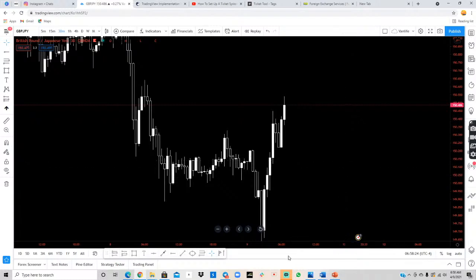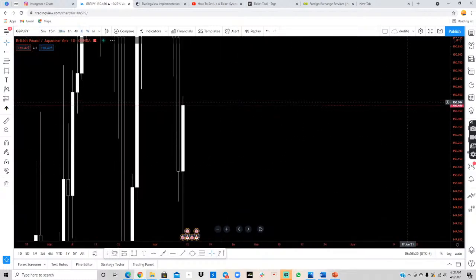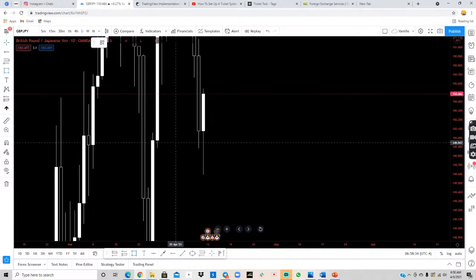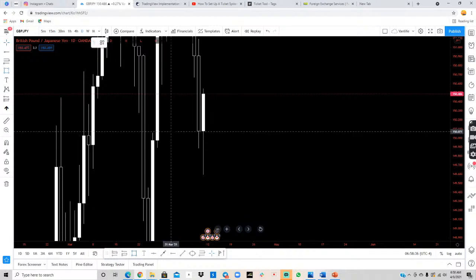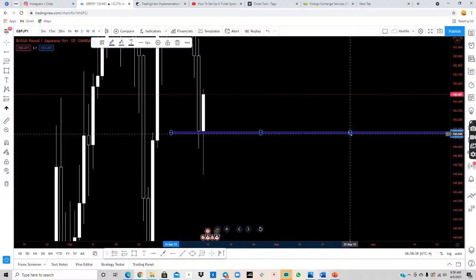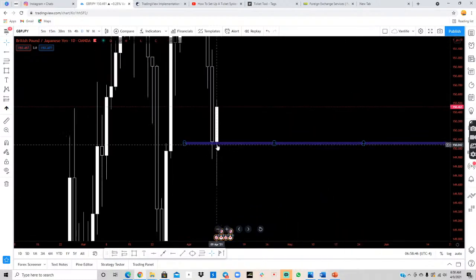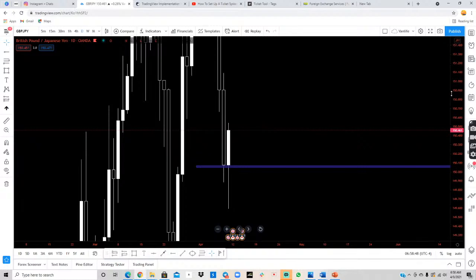All right, so just gonna do some fresh analysis. Looking at GBP on the daily time frame, pretty much we have a support right here. We have a daily support right here, so we are forming a daily support in this area.